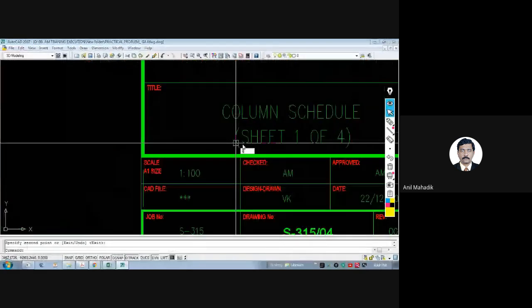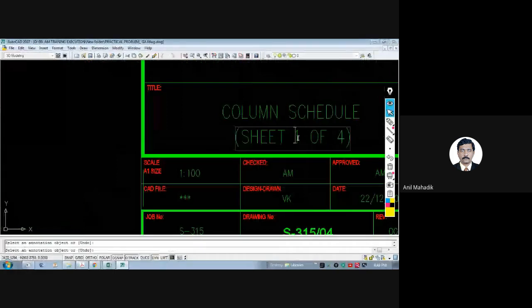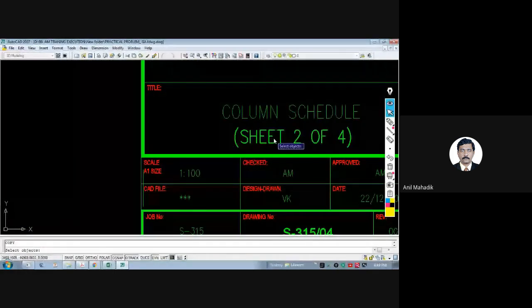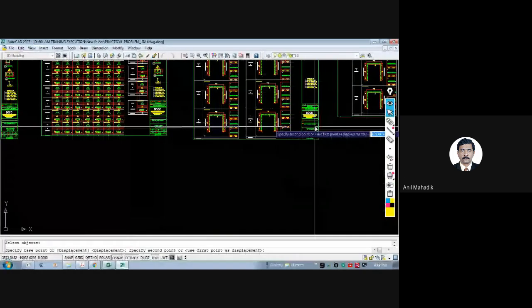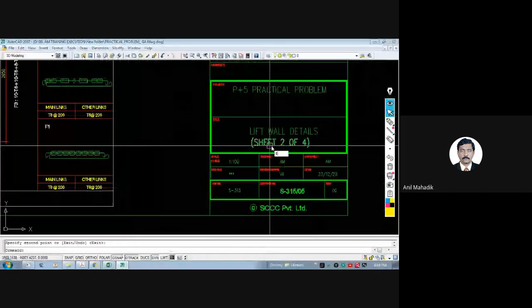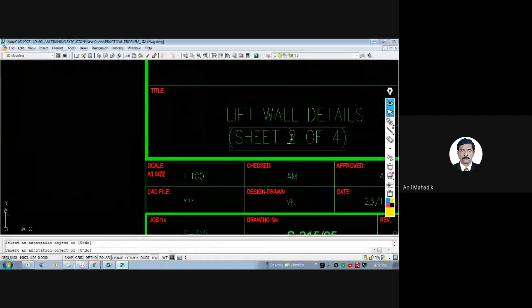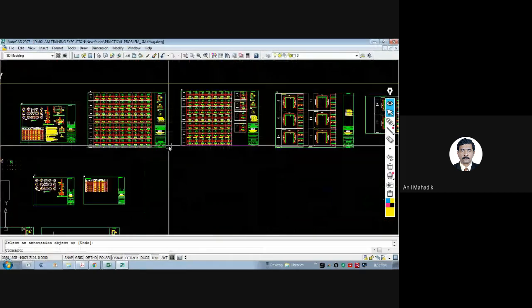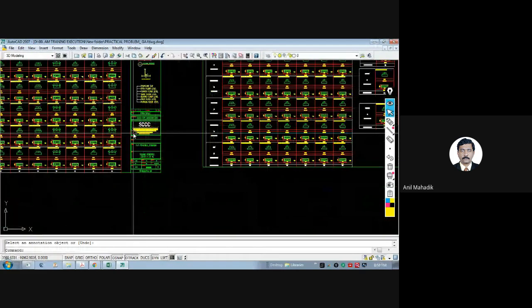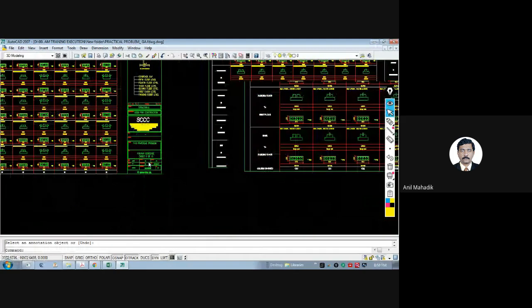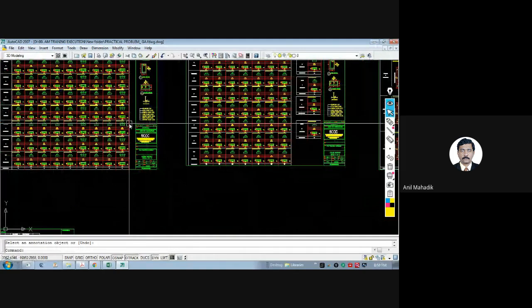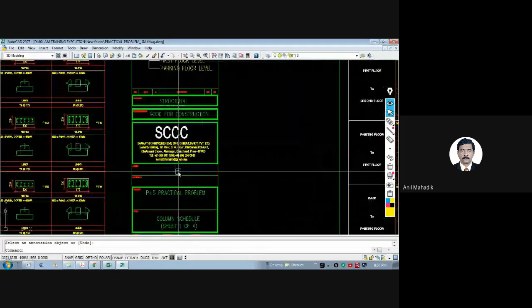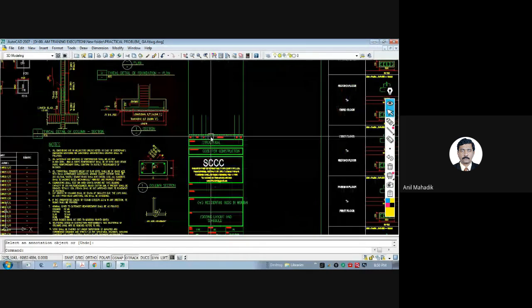Then this will be sheet 2 of 4, the second sheet out of the 4 in column schedule. And there will be sheet 3 of 4. Or if it is lift wall details, you can do it this way. I'm emphasizing the title block also because this is very important. See, unless you complete the title block, it will not be complete. Understanding.